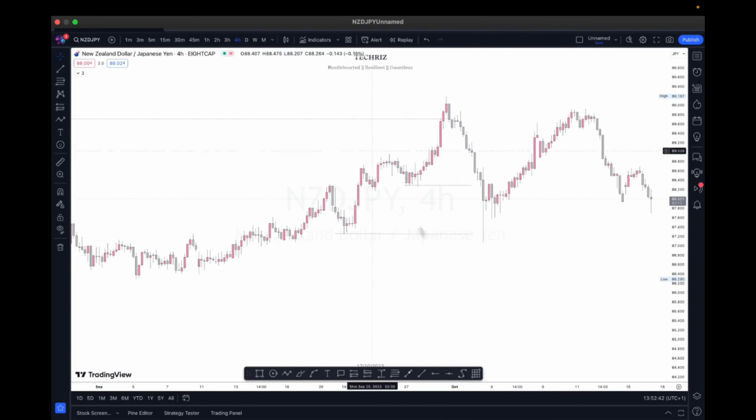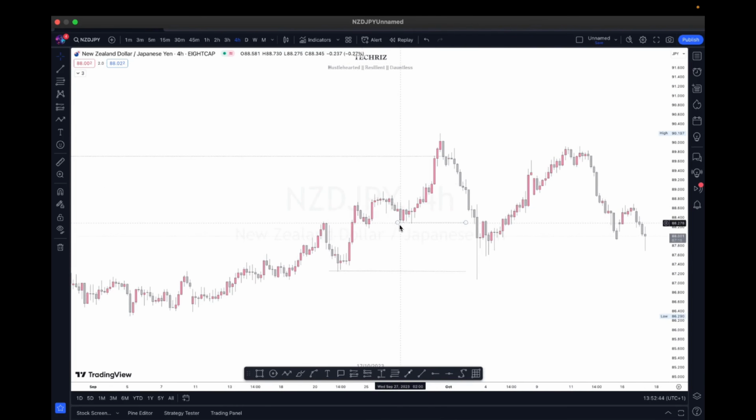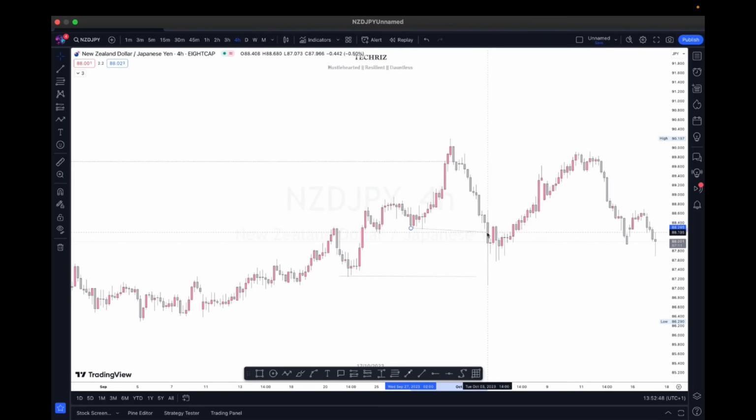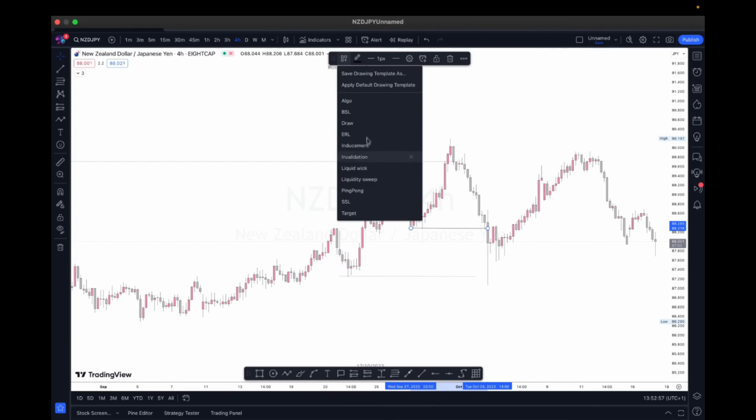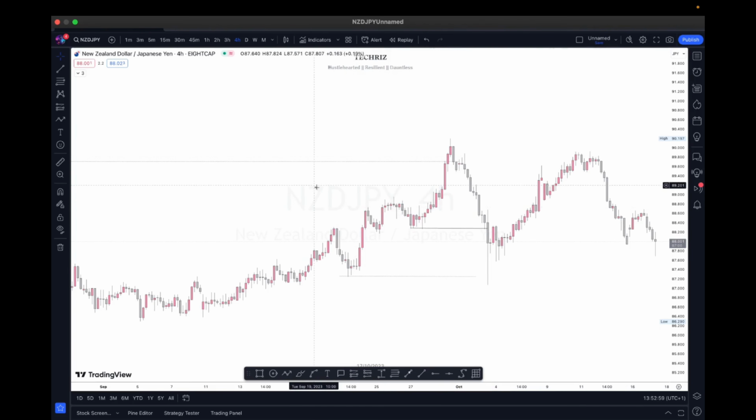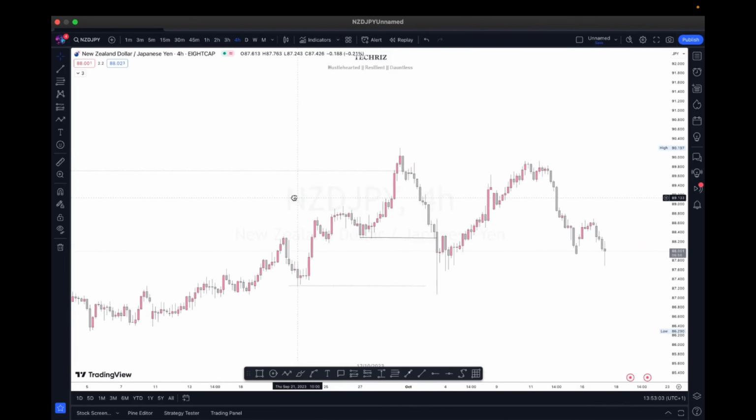So you can see that the market actually did what? There was a shift here. The market broke this low, signaling what? A downtrend movement. So we can mark this particular place as our break of low, right? So our break of low.